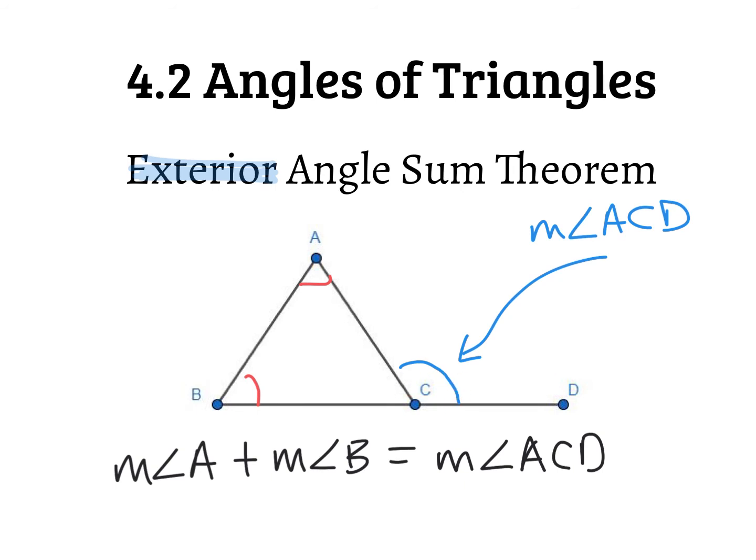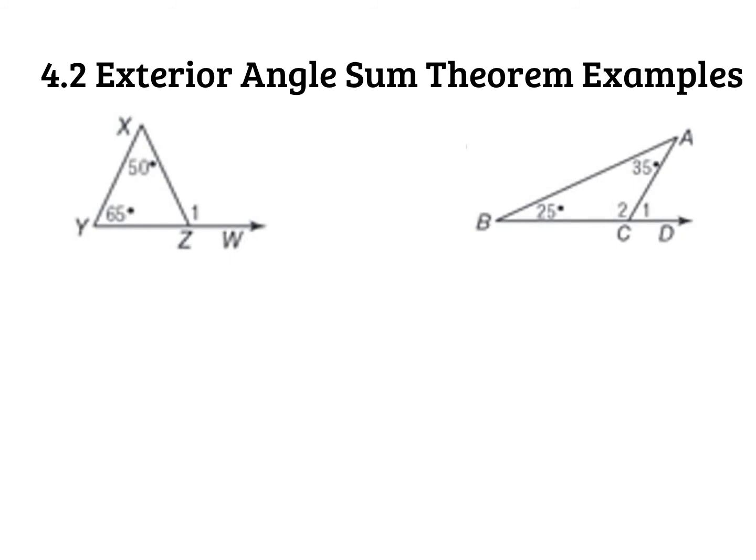Let's try a few examples. So here we have 50 and 65. If I add these two, on the exact opposite side, on the outside, this exterior angle should be the result of these two added together. So my formula looks like this: 50 degrees plus 65 degrees should equal the measure of angle 1, which is on the outside. 50 plus 65 is 115 degrees. And that equals the measure of angle 1.